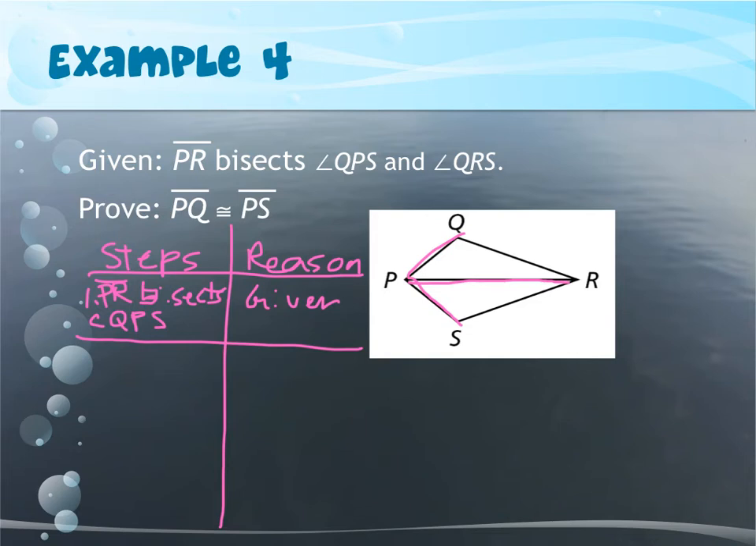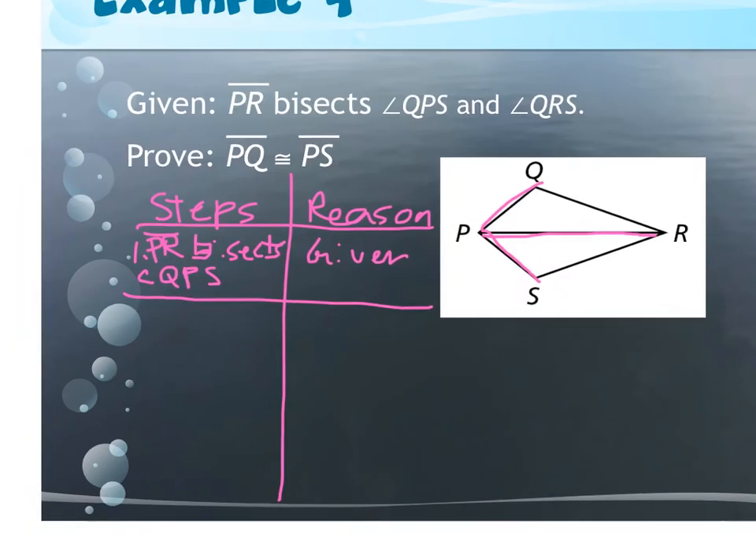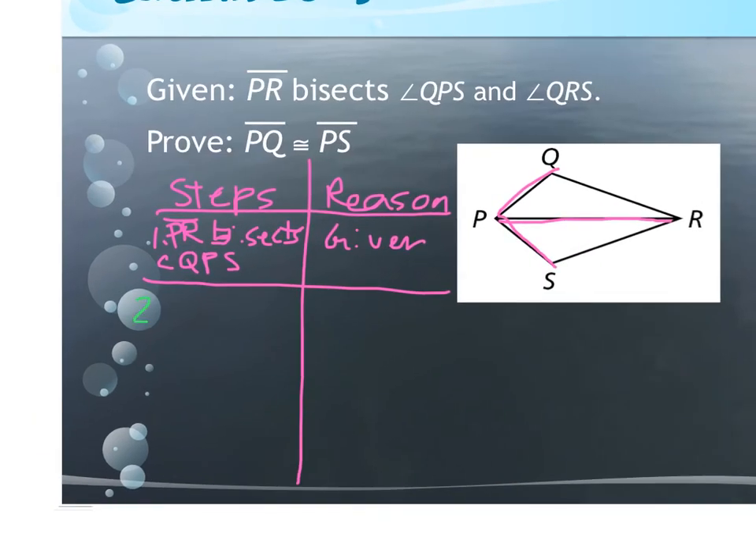So step 2 is going to be that angle RPQ is congruent to angle RPS. And that's the definition of angle bisector. Perfect. So I'm going to put the arc marks right there, saying that that angle is congruent to that one.